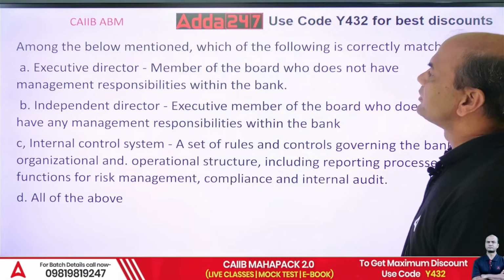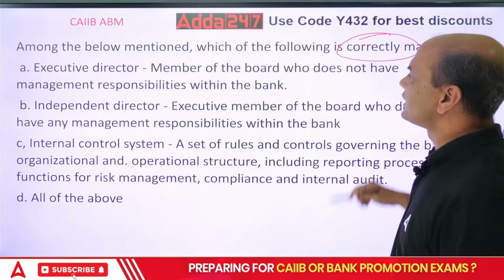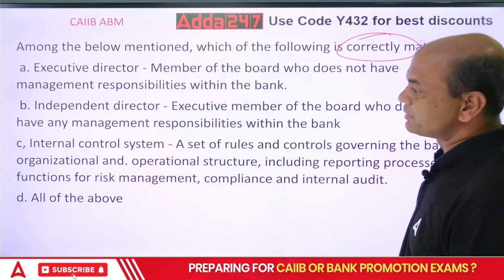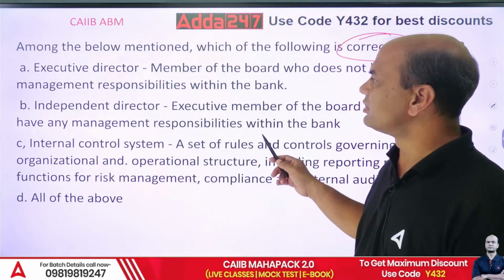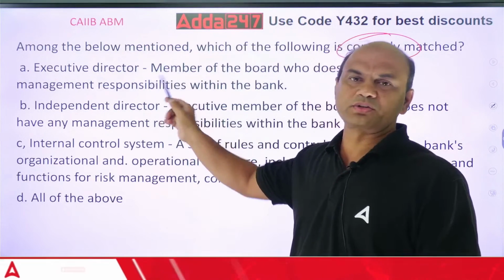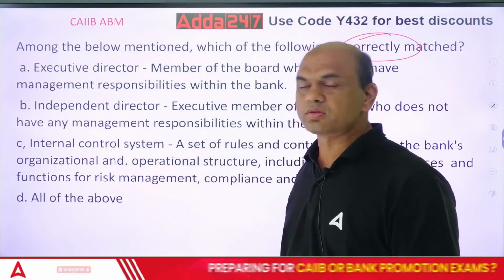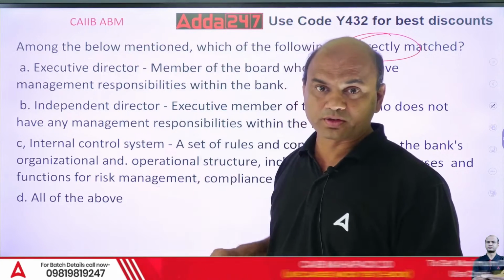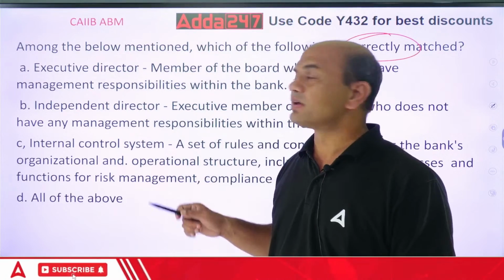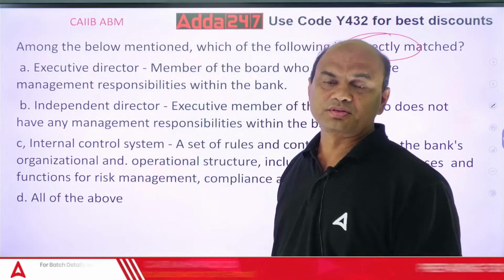Among the below mentioned, which of the following is correctly matched? Look at this. The point over here is you might be feeling that all of them are correct: executive director, the role, or independent director, internal control. But you must know, here we have to match the following. It may be that this and this may not match. So this is what you have to check.